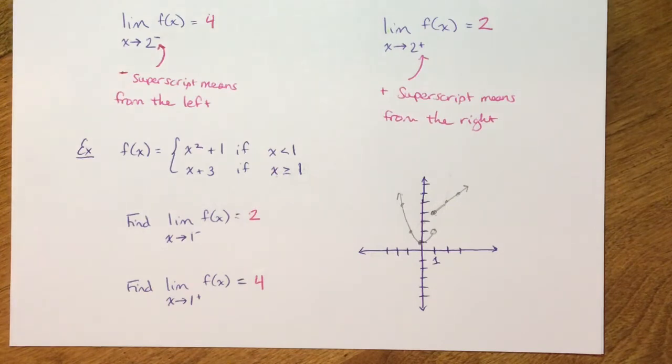If they asked me what is the limit as x approaches 1, not a left or a right-hand limit, but what is actually the limit, here I would say it doesn't exist because the left-hand limit and the right-hand limit are not the same value. They don't agree.